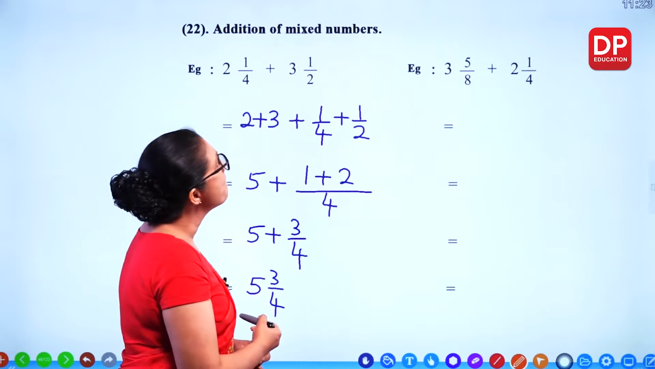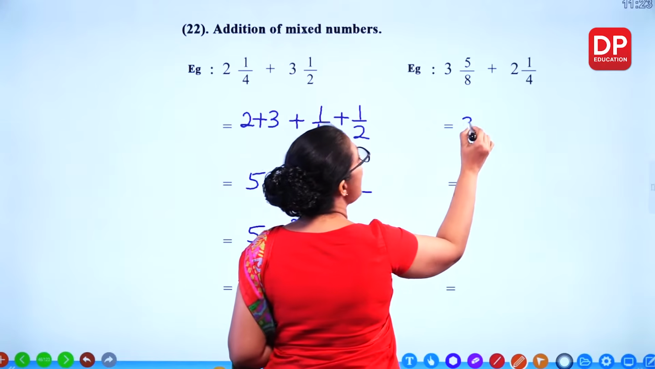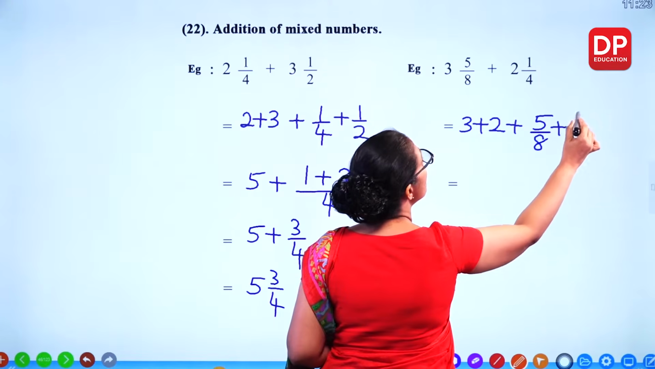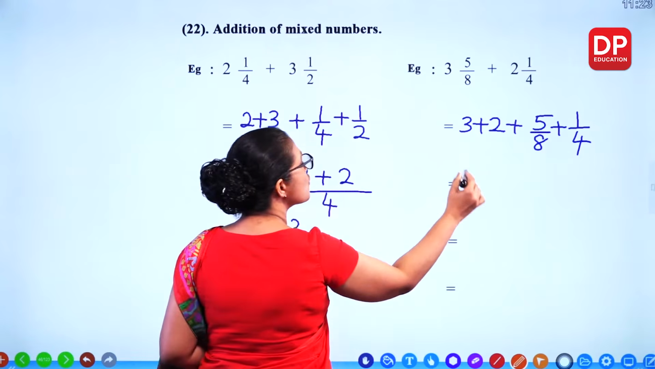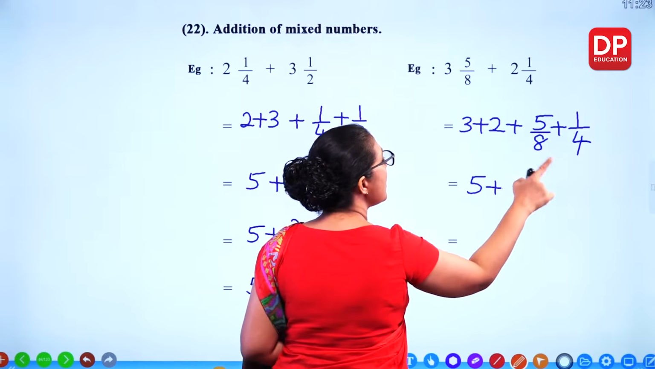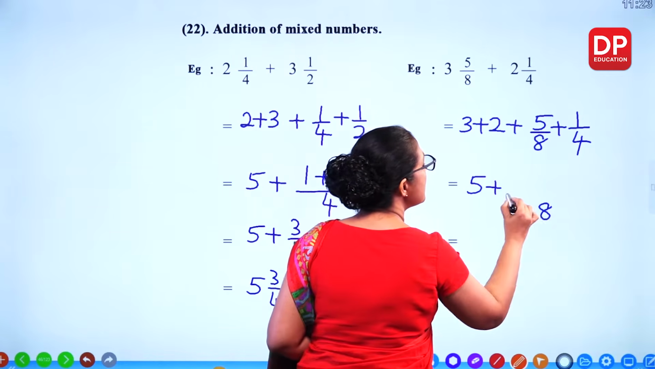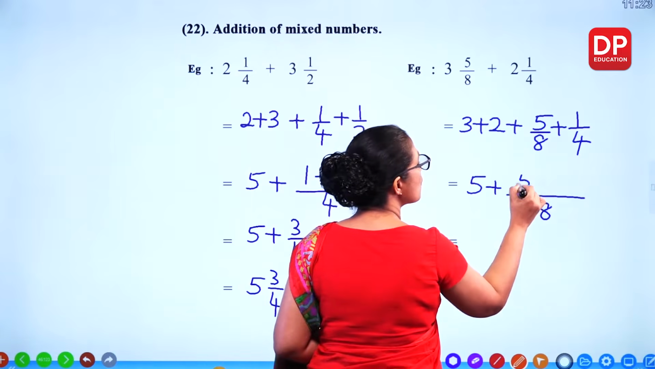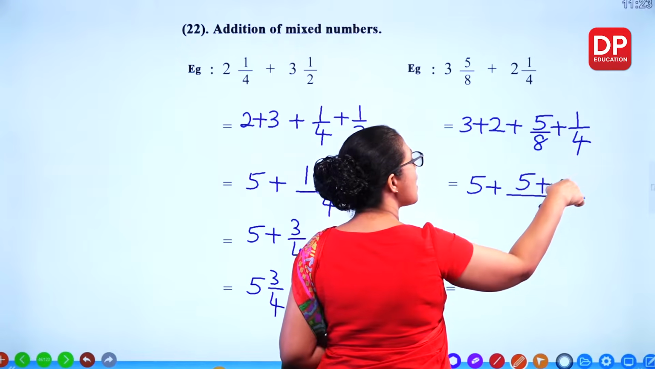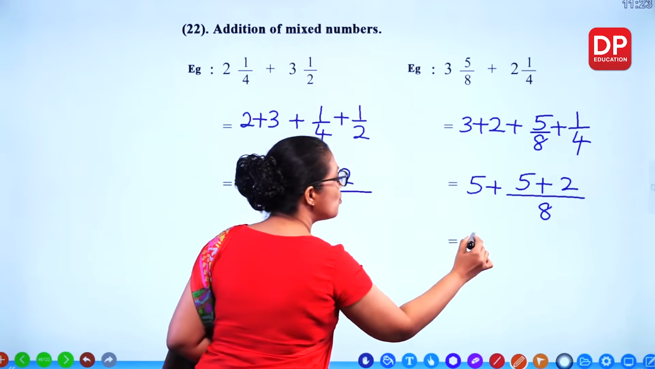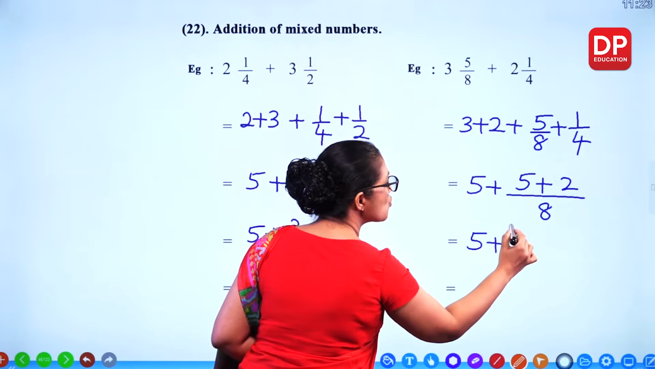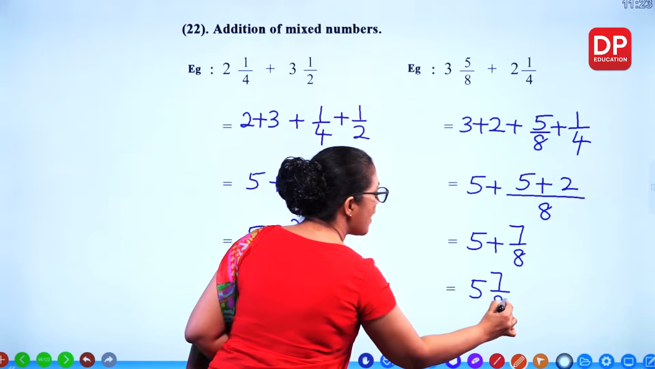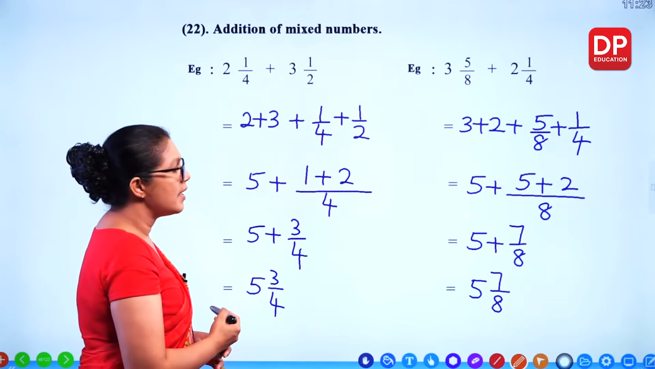This one, 3 and 2 I can add separately. And the fractions 5 over 8 and 1/4. 3 plus 2, 5. Then 8 and 4, the common denominator is 8. So you can convert 4 to 8. So 5 you can write as it is. 2 times 1, you get 2. Now you can write 5 plus 2 is 7. 7 over 8. As a mixed number, I can write 5 and 7 over 8.